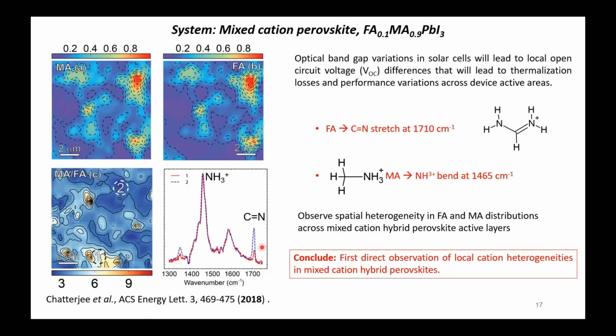Looking at the relative strengths of the formamidinium vibrational transitions at this location, we can say that yes, there are different ratios of methylammonium to cesium. So this is a first observation of this phenomenon.